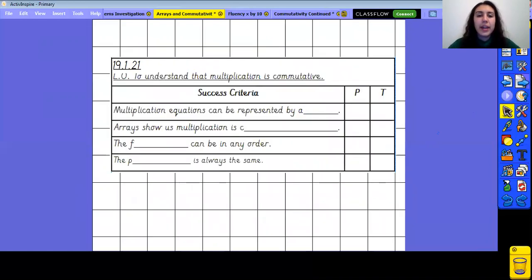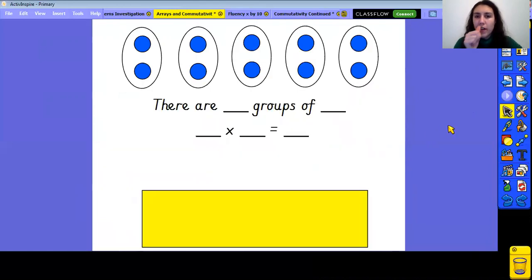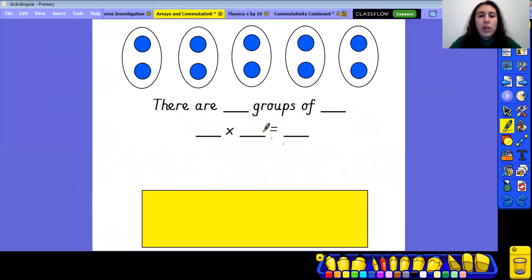But today we're going to have a look at something, a different way of representing multiplication. So far we've been looking at it represented like this. And we might say there are how many groups? 1, 2, 3, 4, 5. There are 5 groups.